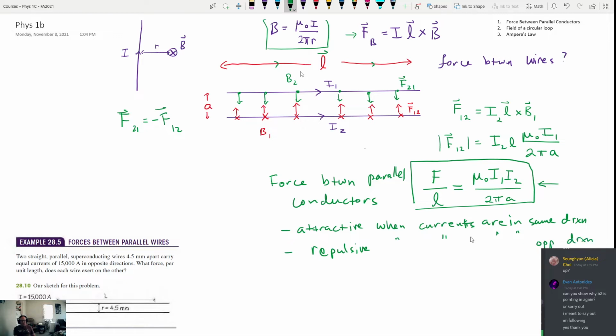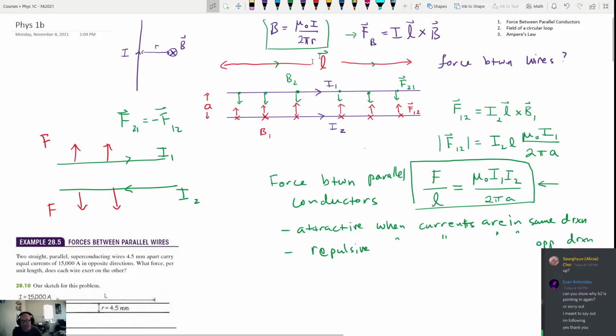Okay, so if I had a situation where I had a current I1 that goes this way, and a current I2 that was going this way, that would be opposite directions, and now you can prove to yourself that the force is going to be like this. F on this one is this way, and F on this one is this way. You can prove that using the right-hand rule. I'll leave it to you to do so if you want to.